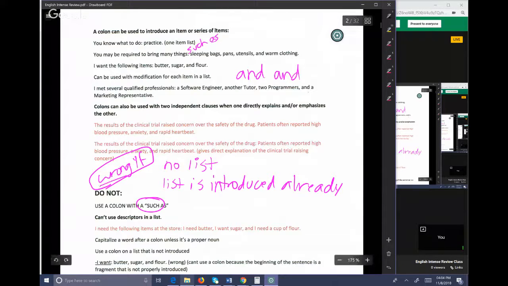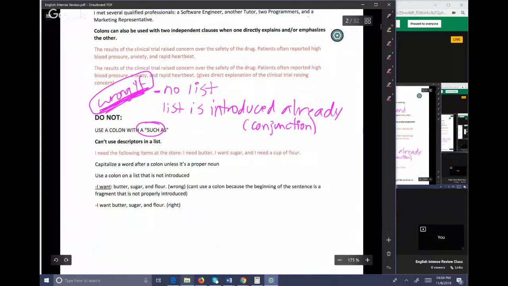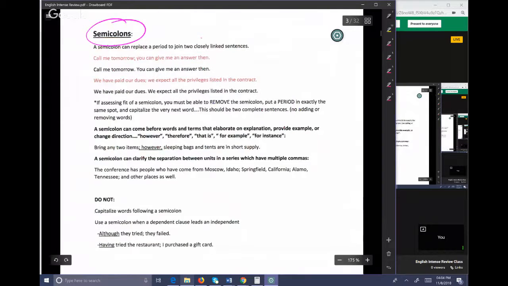So a colon would be a wrong usage if there was no list, or the list wasn't in the spot where the colon is. It wasn't introduced there. Or the list already has a transitional introduction. A conjunction is what would do that. So that would also, again, be the presence of a conjunction. Almost everything you do is heavily dependent on conjunctions. So that's colons.